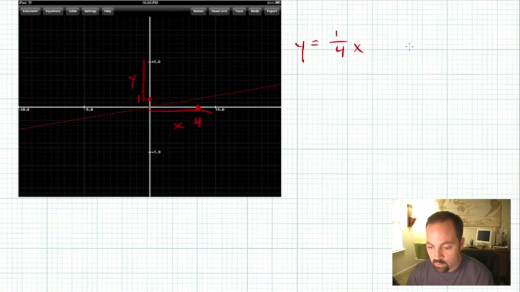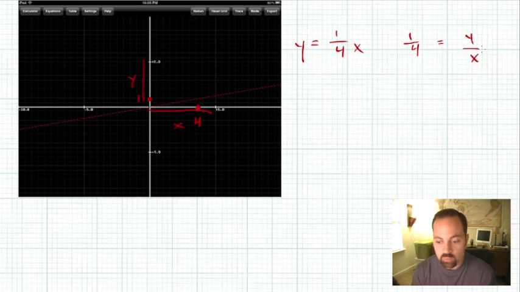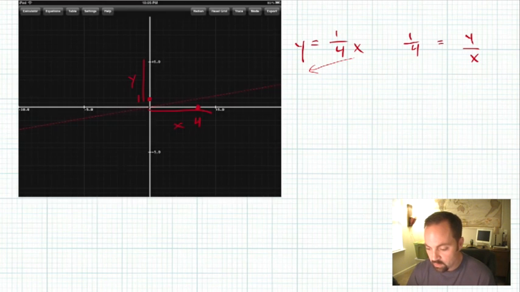Okay, so in this case, 1/4, or 0.25, would be y over x. It would be the relationship if we were to divide both sides by x and bring x down right there. Y over x would be 1/4. Okay, let's look at another one.